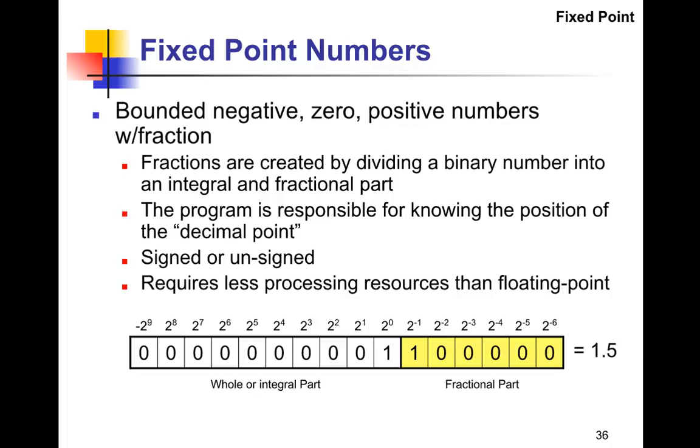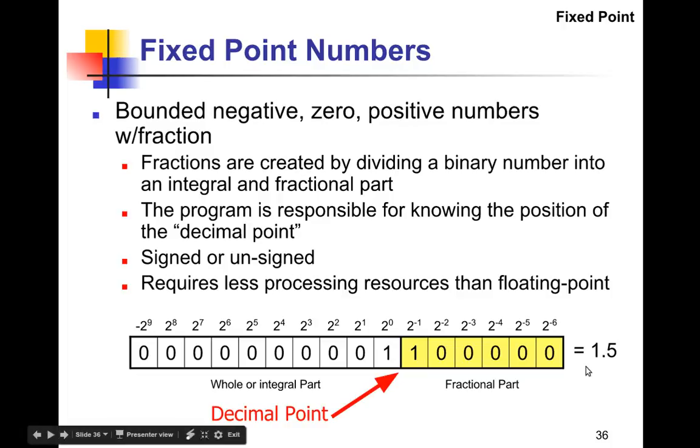In general, in fixed point notation, the program is responsible for knowing the position of the decimal point, and you can do this with signed or unsigned numbers as you wish. It requires less processing or resources than floating point, which we'll talk about a little bit later. The decimal point is fixed. In this case, it's always 6 places to the left of the least significant bit here.